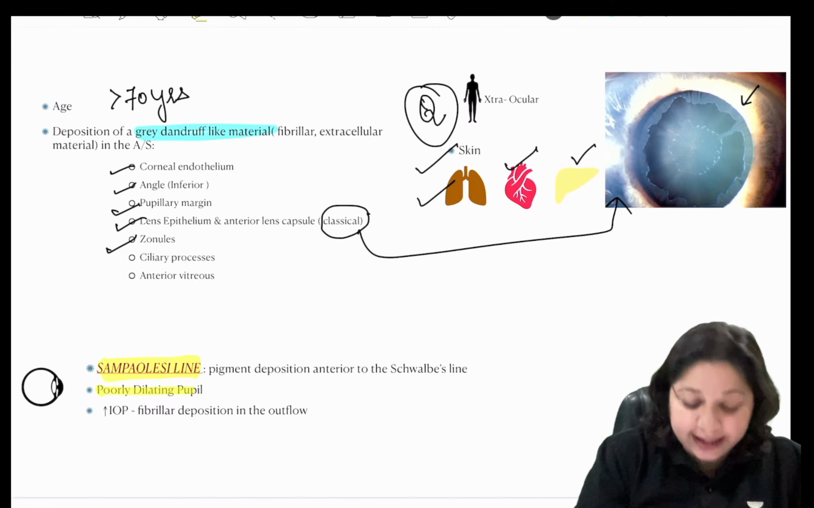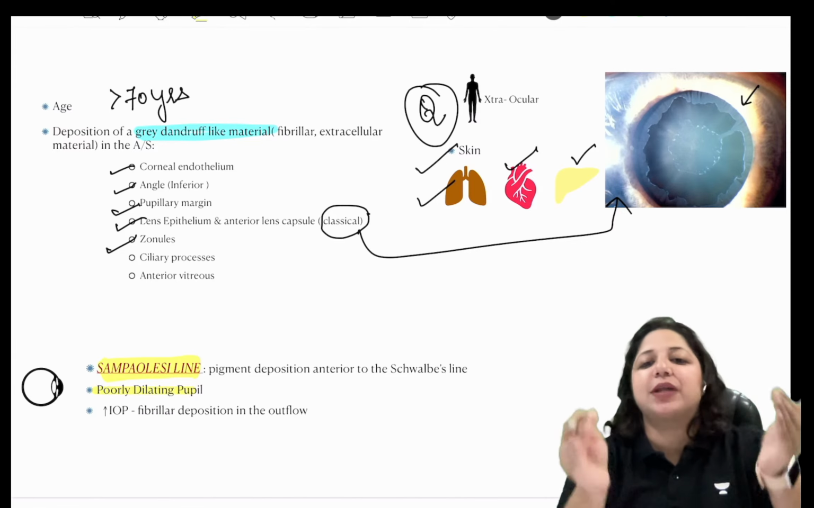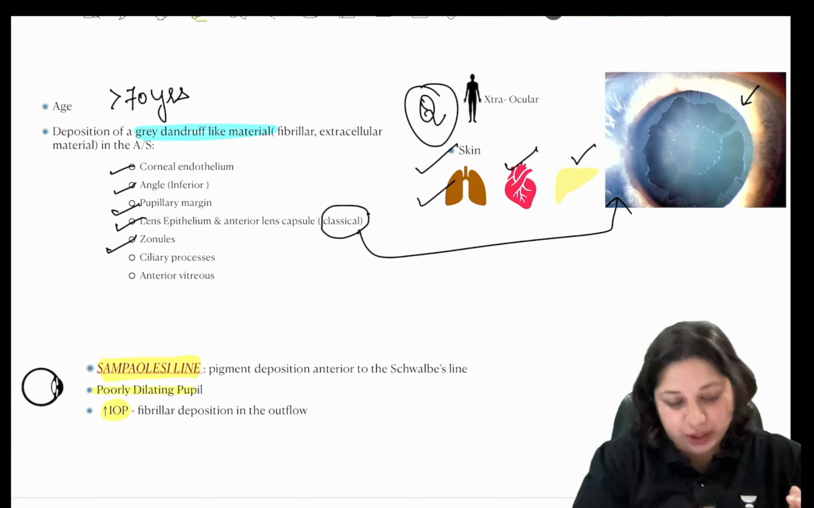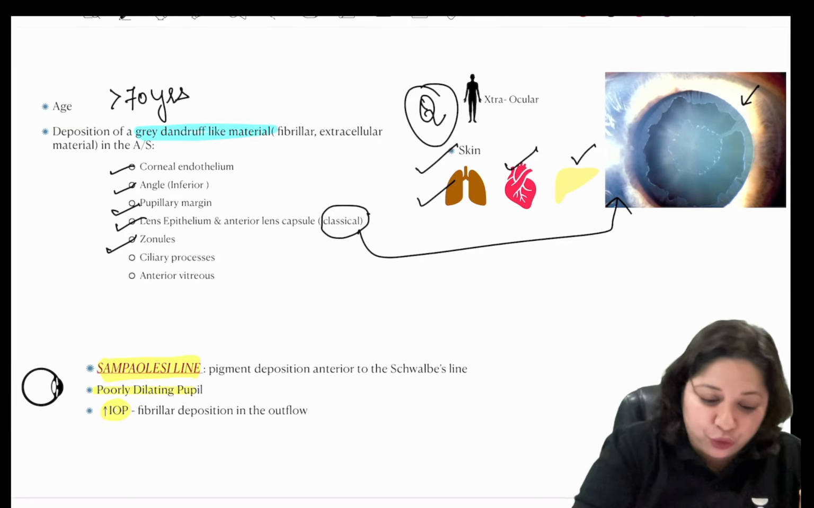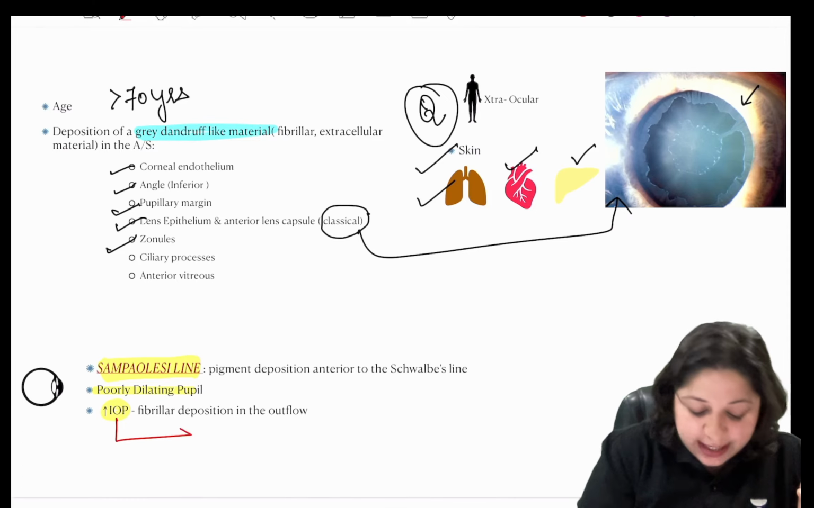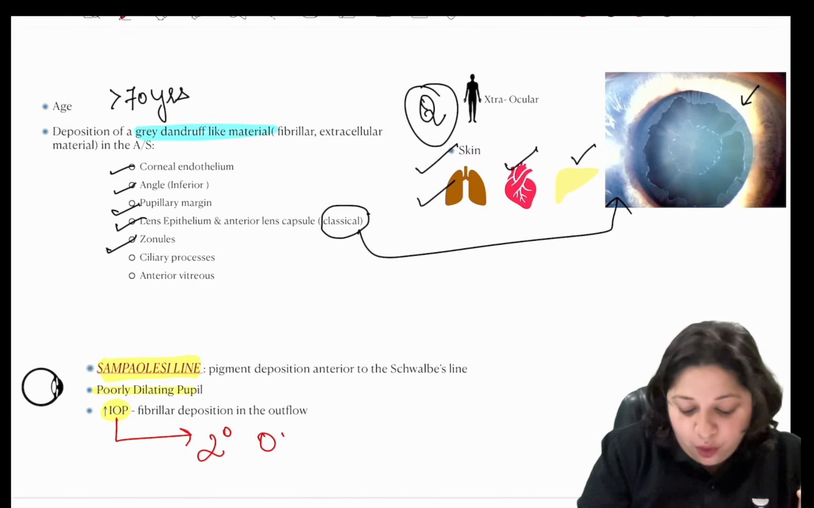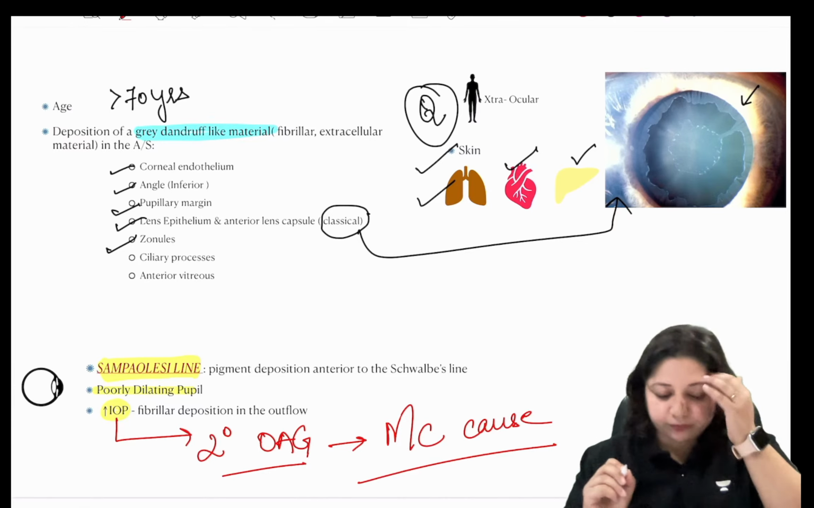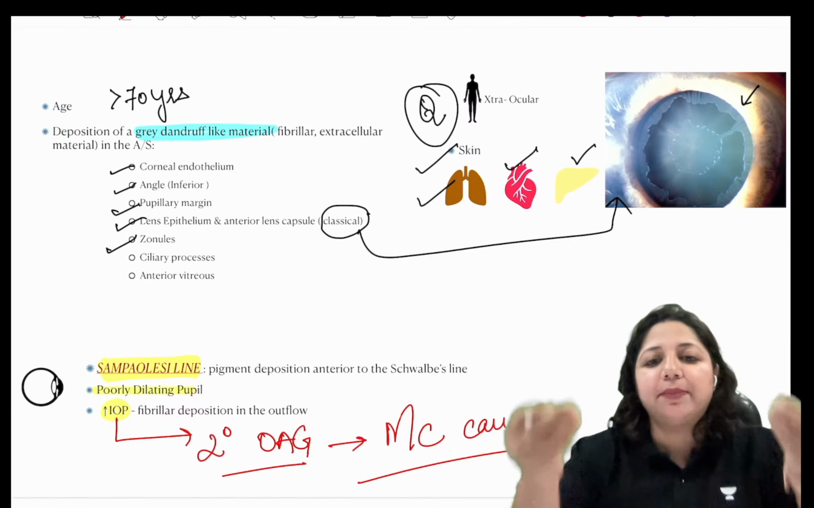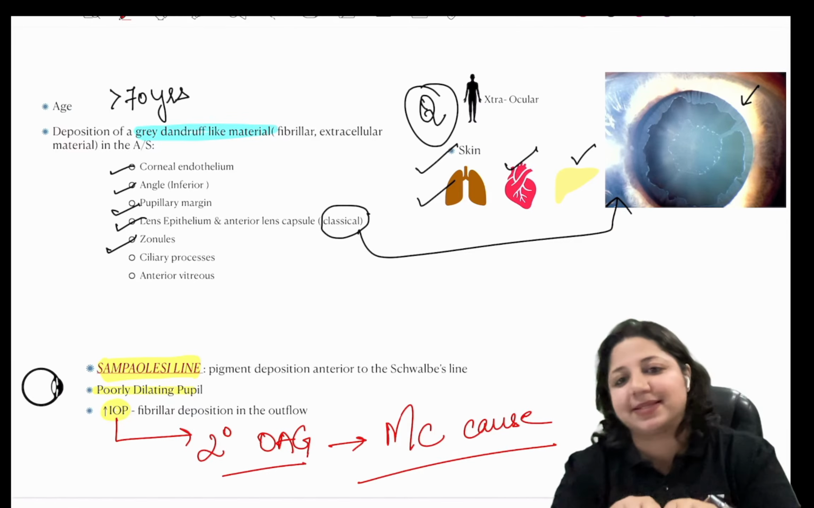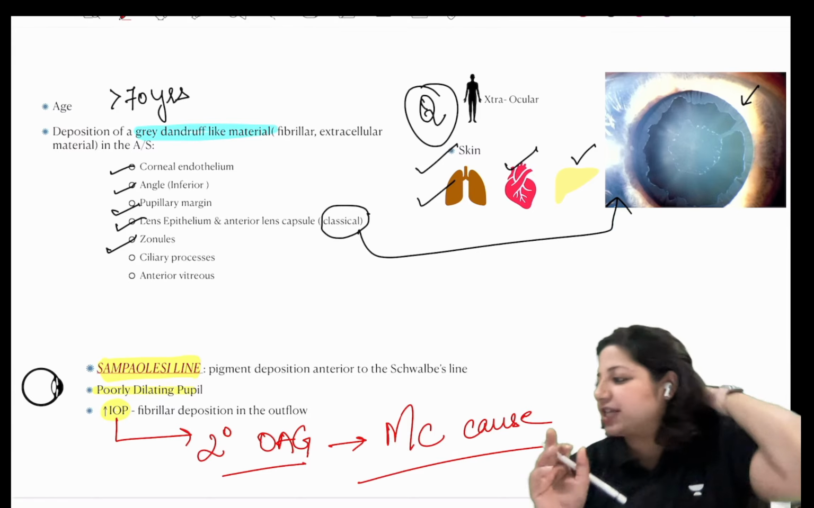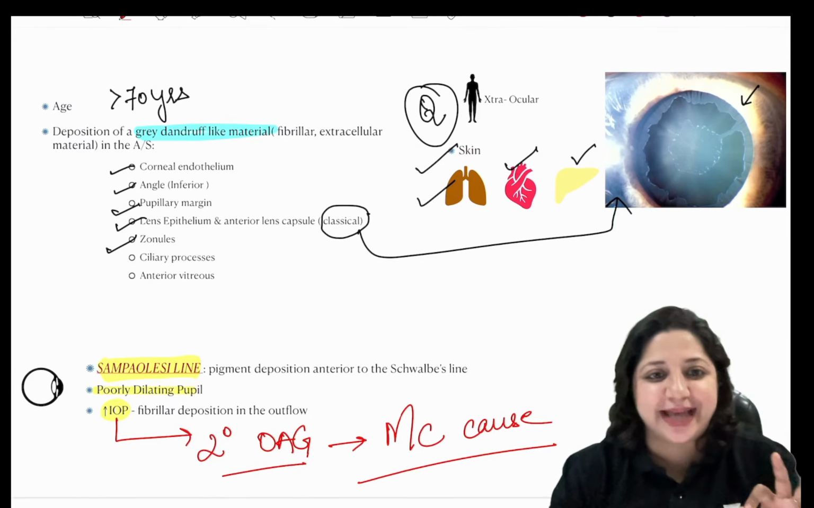You will have a poorly dilating pupil because you have these deposits around the pupil itself, and raised intraocular pressure. And what kind of a glaucoma? I told you what kind of a glaucoma it will cause. It will cause secondary open angle glaucoma, and it is the most common cause. Right? So why secondary open angle? Because all these deposits go into the angle and hence they increase the impedance to outflow. Right? So this is pseudo exfoliative glaucoma, bullseye pattern.